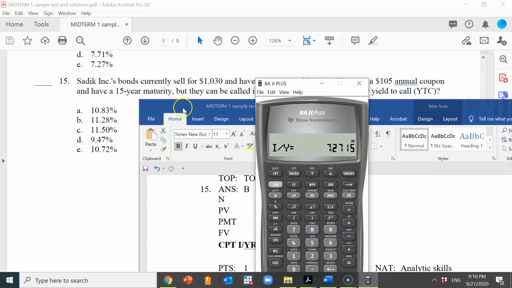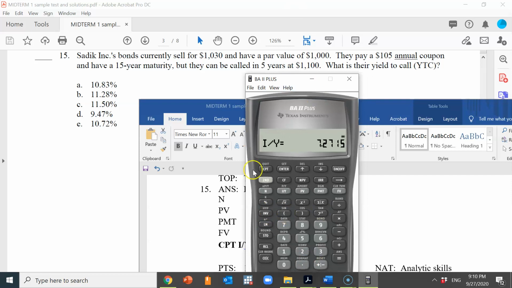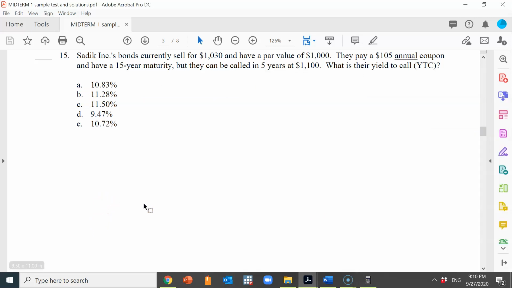If I do it in the calculator, again, we input negative 1030 as PV, bond price, 5 years to call as N, 1100 call price as future value, 105 as payment. Okay, and then compute for I. Okay, option B.